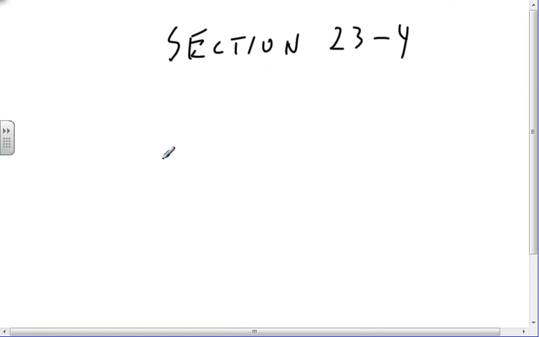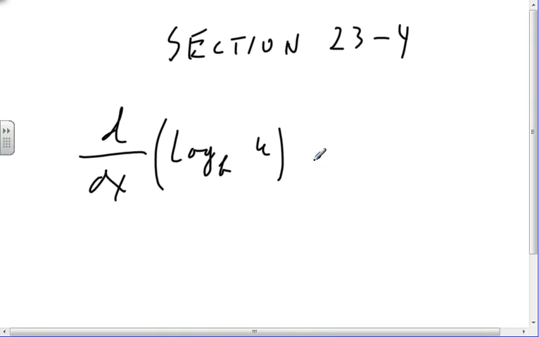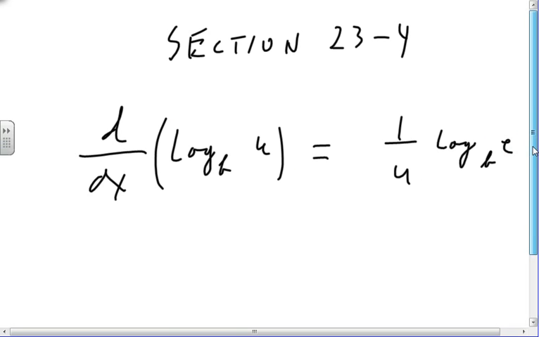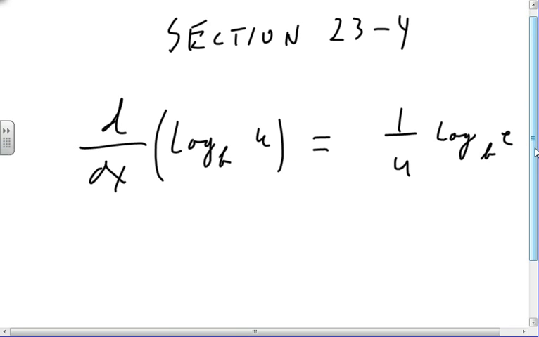All right, so if I want the derivative with respect to x of the log base b of u, again, this is a formula. You're just going to use it. I'm going to have 1 over u times log base b of e, e being 2.718281828, the base of the natural logs.